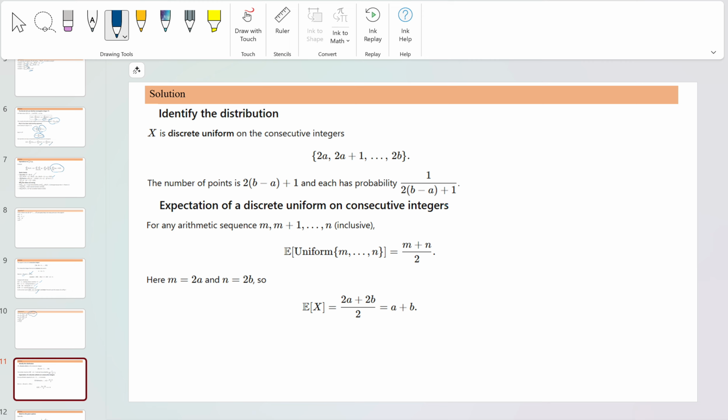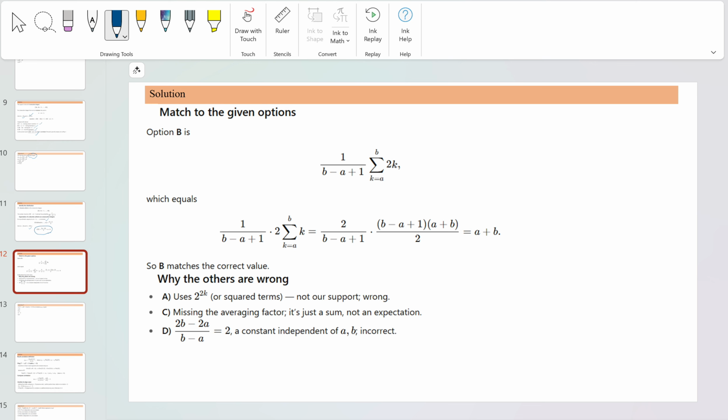So the expectation of a discrete uniform, for any arithmetic sequence m, m plus 1, dot dot dot, n inclusive: the expectation of the uniform m dot dot dot n is equal to m plus n by 2. So here m is equal to 2a and n is equal to 2b. So the expectation of x is 2a plus 2b by 2. So it will come out to be a plus b. Okay.